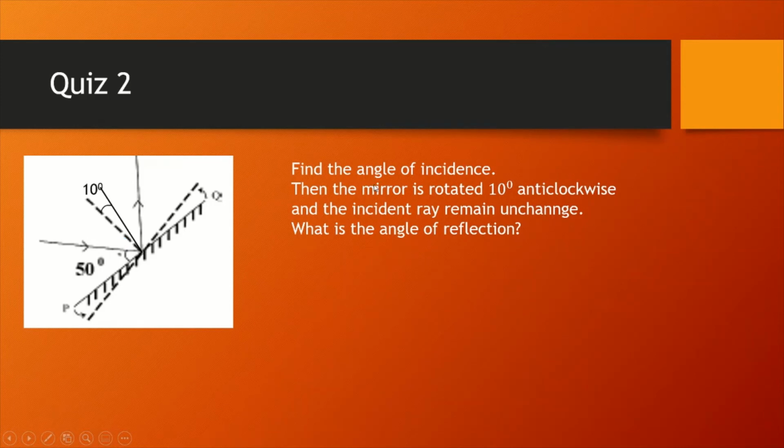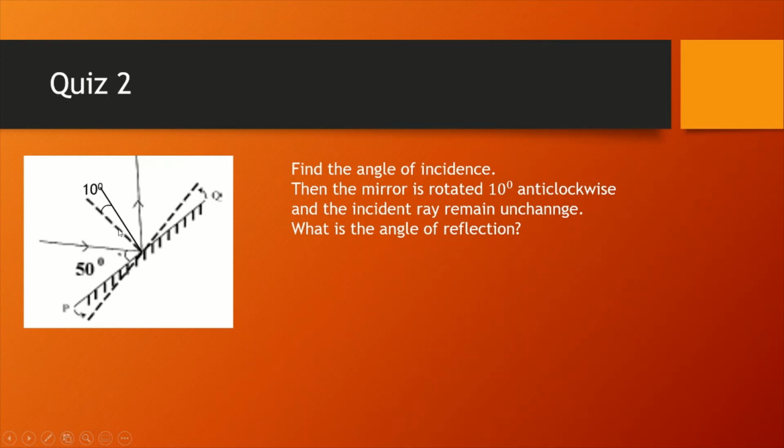Now, the mirror is rotated anti-clockwise. You see this mirror, now I tilt it anti-clockwise 10 degrees. And the incident ray, no change. So what happened to the incident angle? The angle of incident, is it still 40 degrees? To determine the new incident angle, we must know that when we tilt the mirror, the normal also changes, right? Because normal is always 90 degrees to the mirror.